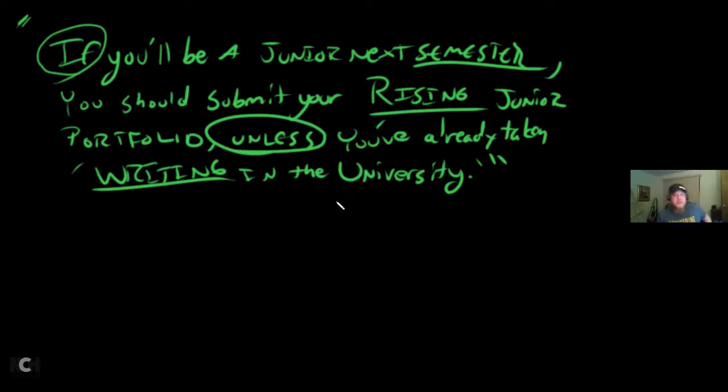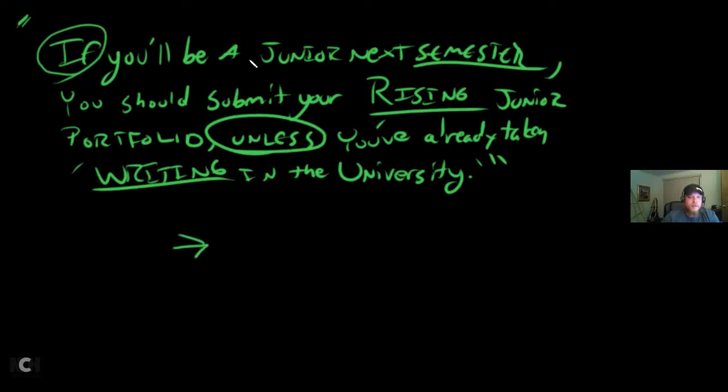All right, let's take a look at my next example here. I have this: if you'll be a junior next semester, you should submit your rising junior portfolio unless you've already taken writing in the university. That comma there means something. Okay, so that first "if" means, oh, here's an arrow. Whatever follows "if" goes on the left side of the arrow.